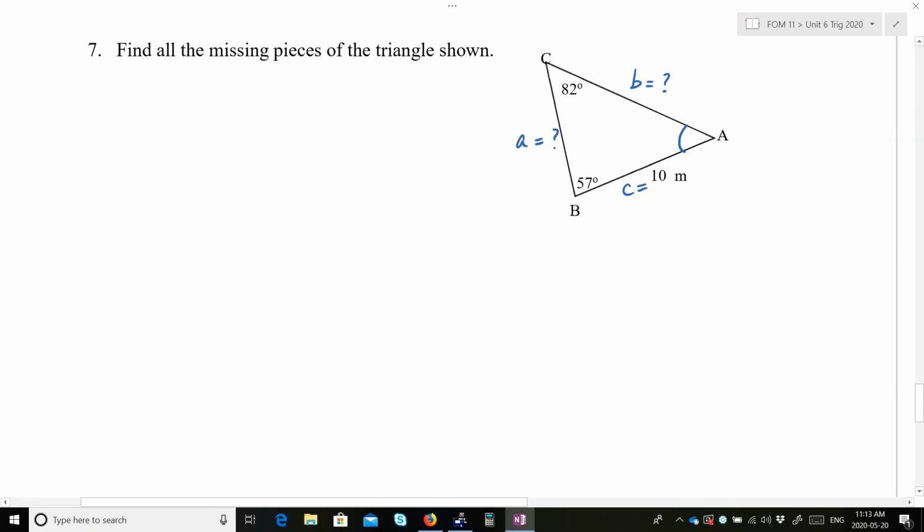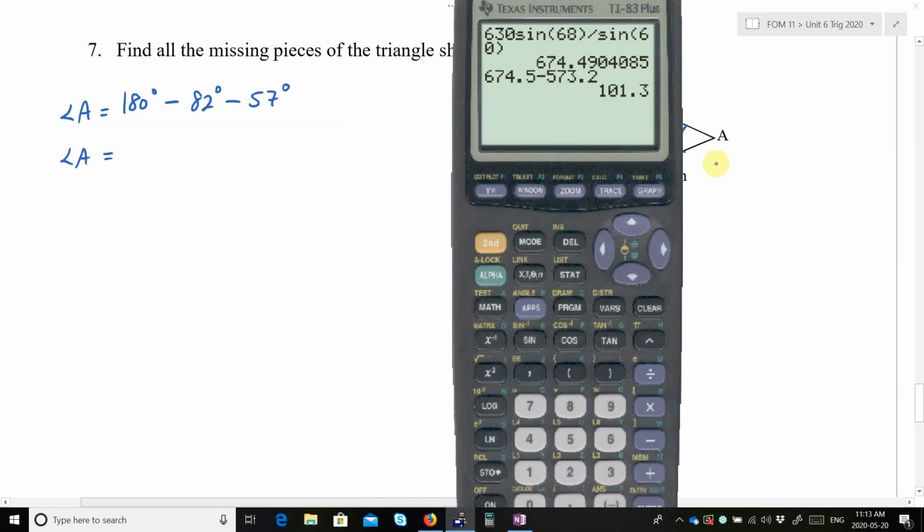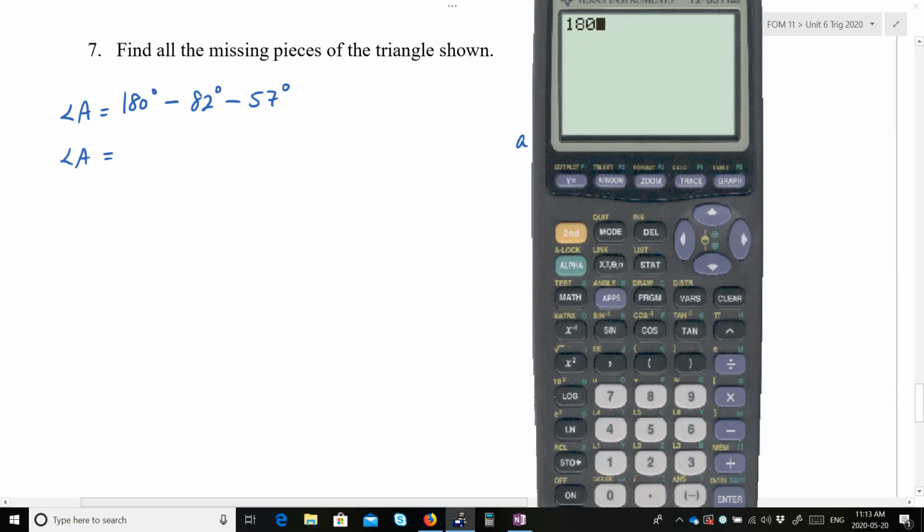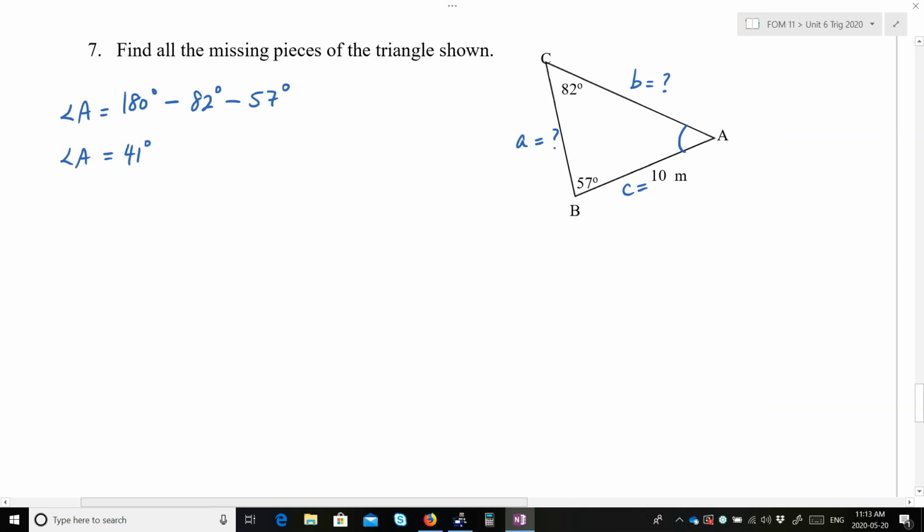Okay, so first of all, angle A is easy to find, because angles in a triangle add to 180, so you go 180 minus 82 minus 57, and we get 41 degrees. Okay, so we found angle A is 41 degrees. Now let's figure out a and b.